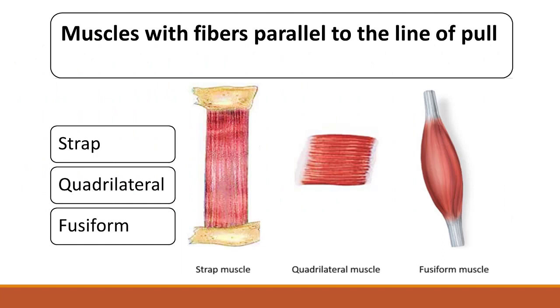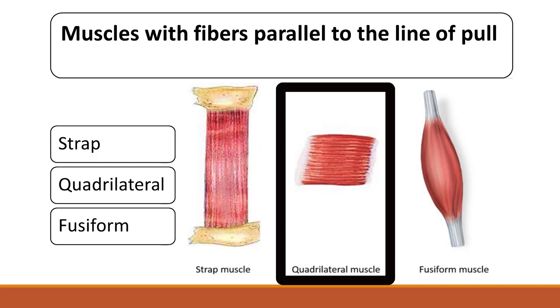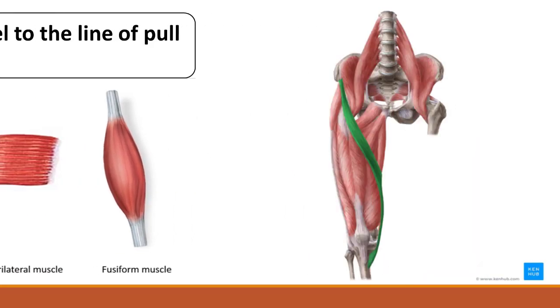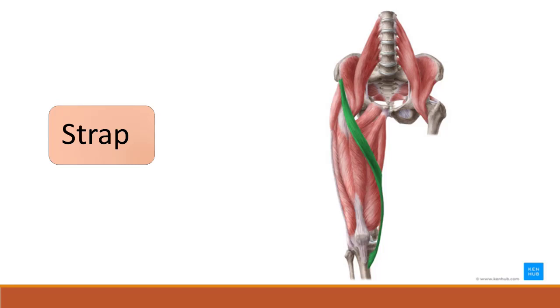According to the direction of fiber architecture, first group is where fibers are parallel to the force-generating axis. Muscles with fibers parallel to the line of pull, there is great range of movement but less power. They include strap, quadrilateral and fusiform muscles. Strap muscles have a shape like a strap or belt and have fibers that run longitudinally to the contraction direction. For example, sartorius muscle of the anterior thigh compartment belongs to this group.